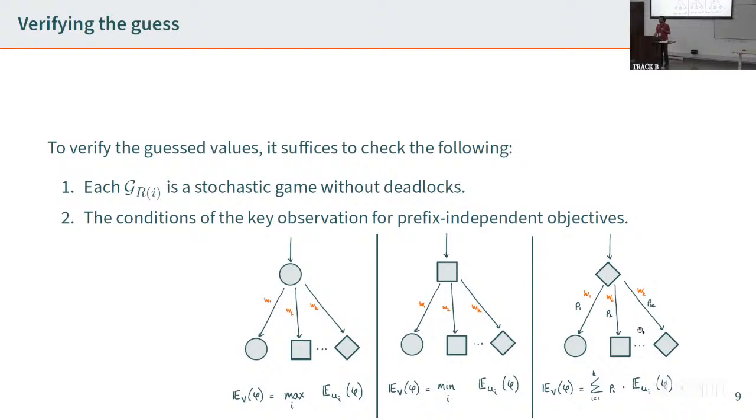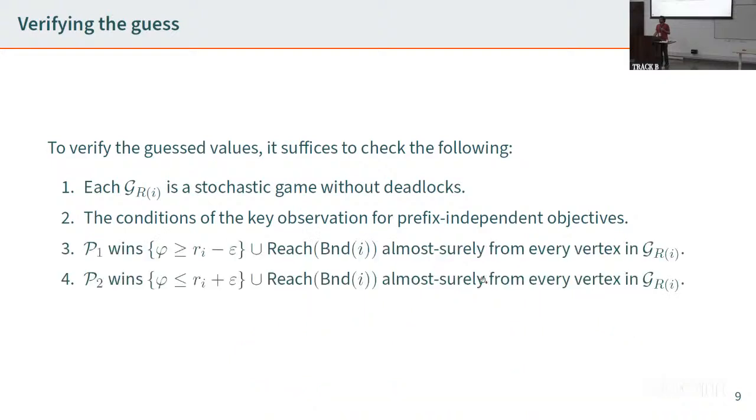In addition to this, as I mentioned before, we check almost sure satisfaction in each of these smaller subgames. So we want to check in each subgame GRi if player 1 can win an objective. Now you can look at this as a Boolean objective. If player 1 can satisfy this almost surely. Okay, and we also check if player 2 can satisfy this objective almost surely.